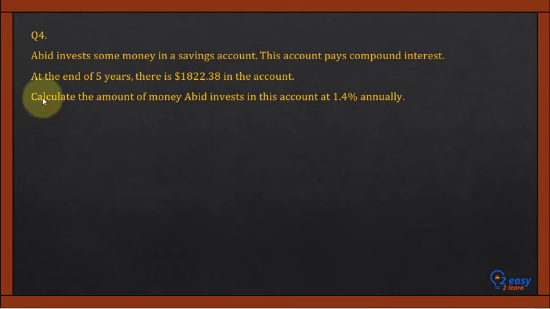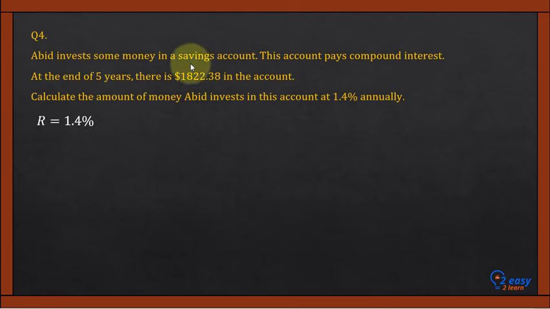Question number 4. Abid invests some money in a saving account. This account pays compound interest. At the end of 5 years, there is $1,822.38 in the account. Calculate the amount of money Abid invests in this account at 1.4% annually. Annually means per year. So it is a compound interest question, so we will use the compound interest formula.